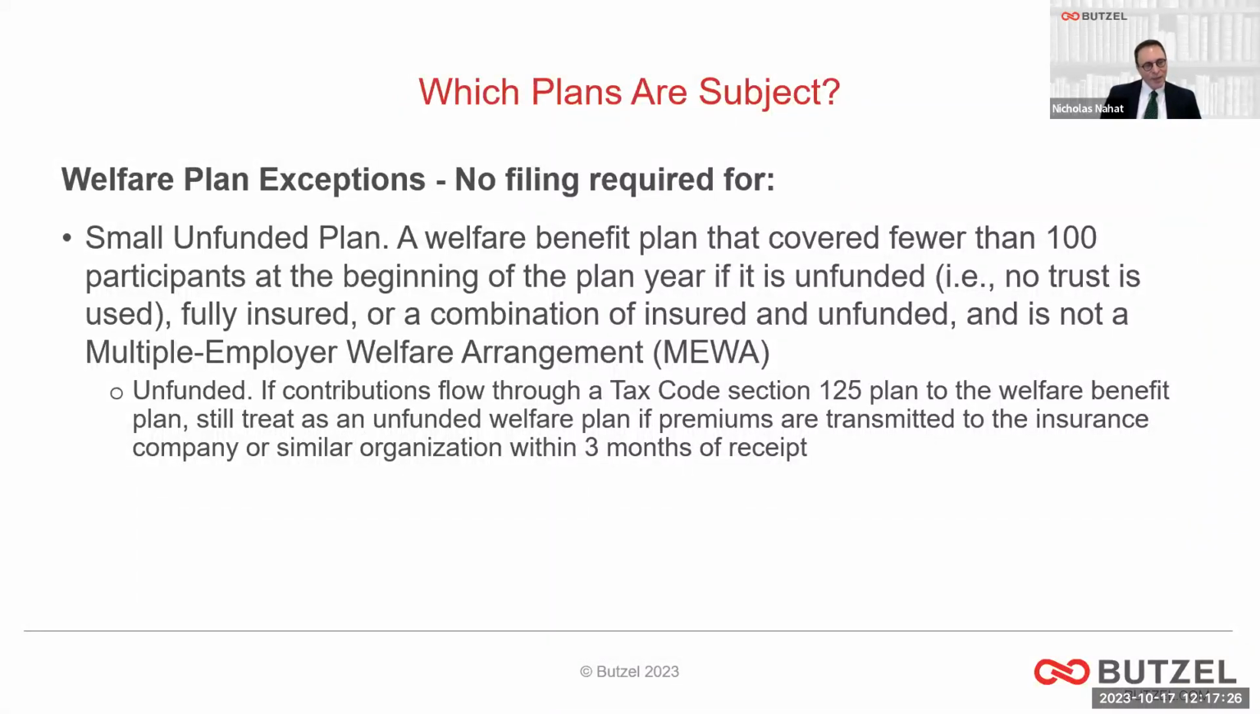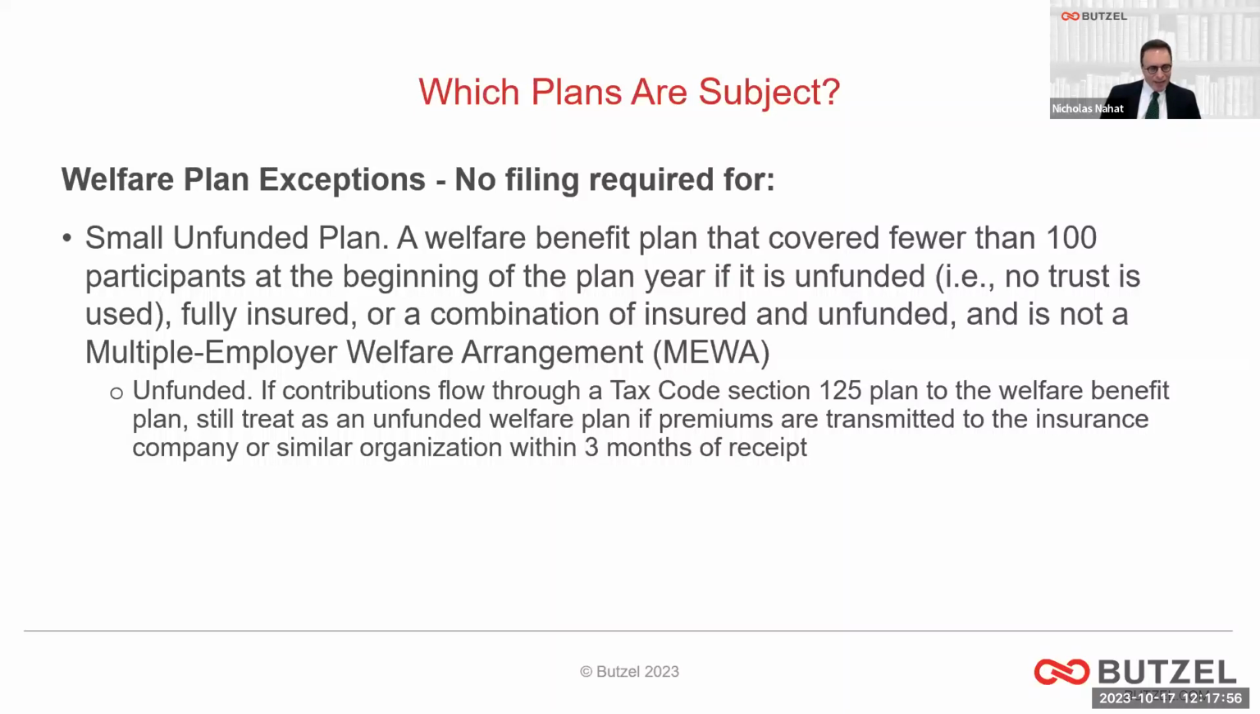So no filing, to summarize, is required for fewer than 100, if you're unfunded, fully insured, or a combination thereof, and not subject to the Form M-1 requirements, that is the involvement of a multiple employer welfare arrangement. And we'll talk a little bit more about MEWAs shortly.